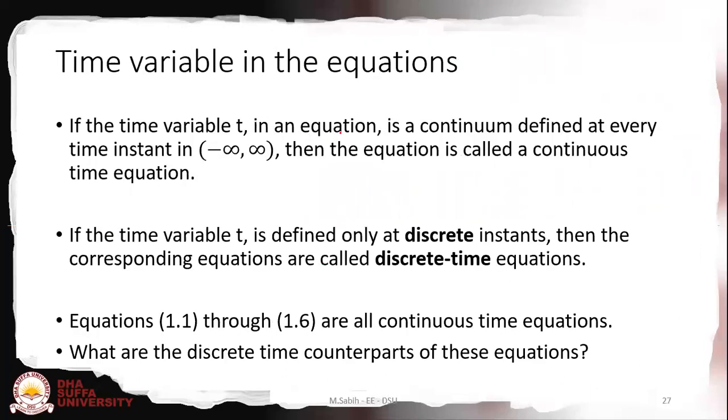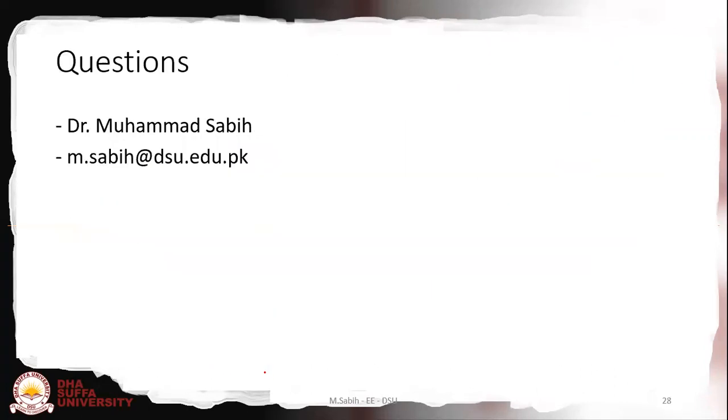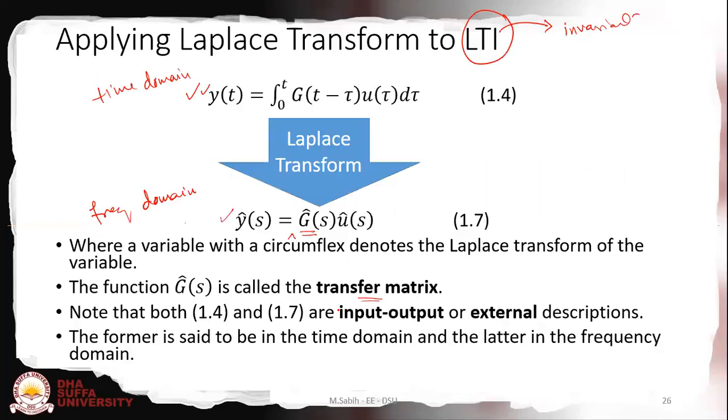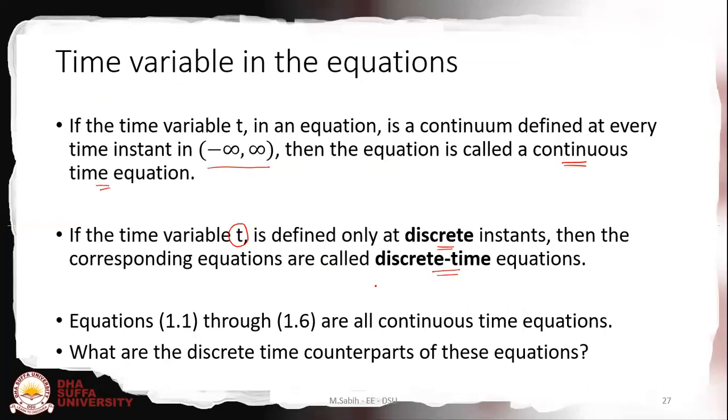So the time variable in the equations, if the time t in the equation is a continuously defined variable at every time, from minus infinity to plus infinity, then the equation is called a continuous time equation. And if this time variable t is defined only at discrete instants, then the corresponding equation will be called discrete time. Previously, what we have seen, they are all continuous time. So what about the discrete counterpart of this equation? Can anybody tell me what will be the discrete counterpart of this equation? So we will do it in the next lecture.